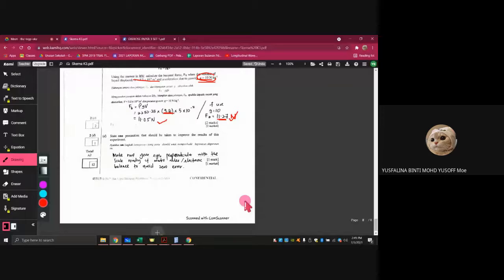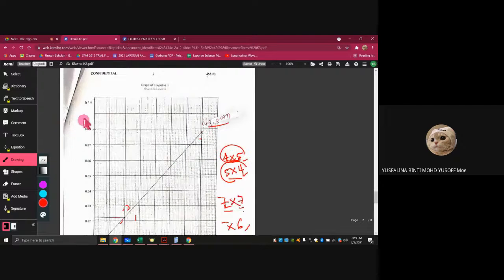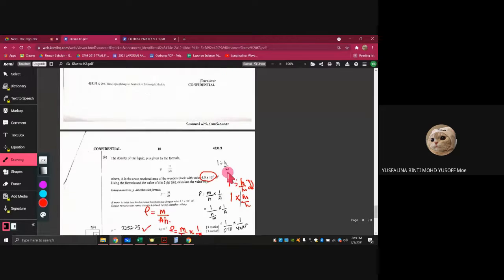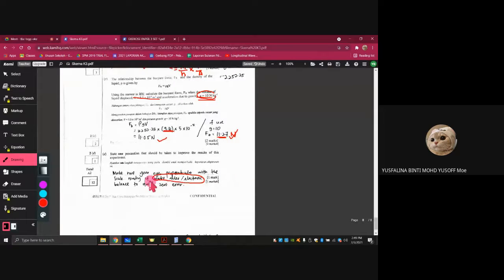Yes, and for this one, I already told you, just remember the sentence that I gave. Make sure your eyes are perpendicular with the scale reading of, okay? This one you should see first what the experiment is about. So for question number 2, they use meter, right? So meter means they must use a meter ruler, okay? And they use kg, so they must use the electronic balance, okay? So you have to change this one.